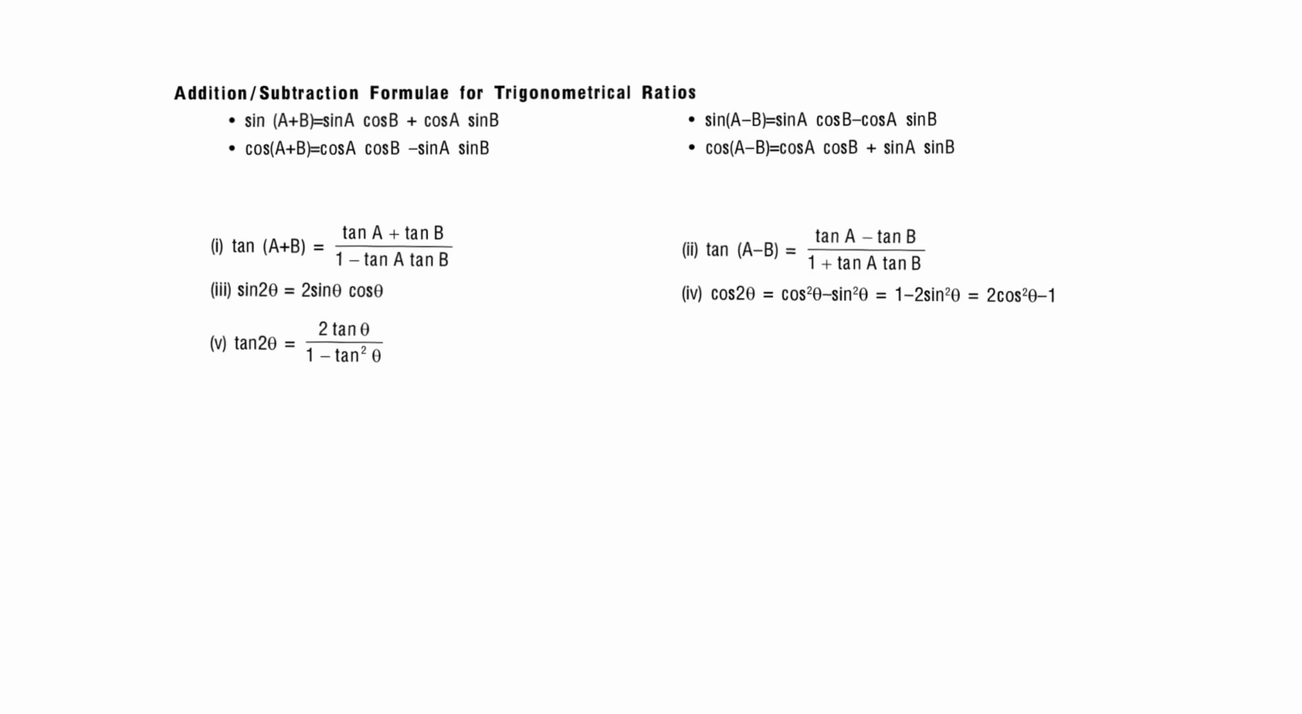And remember that sine 2 theta is 2 sine theta cos theta, and cos 2 theta is cos square theta minus sine square theta, which can be written as 1 minus 2 sine square theta or 2 cos square theta minus 1. And similarly, tan 2 theta is 2 tan theta divided by 1 minus tan square theta. We'll use all these trigonometric relations in solving many problems, so you should remember all these things.